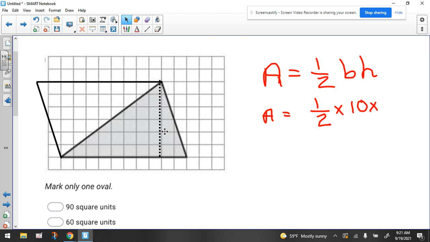So let's count how many units that would be. 1, 2, 3, 4, 5, 6. The height on that thing is 6. Now, even if they told you how long this line was over here, you would ignore that because you only need the base and the height.